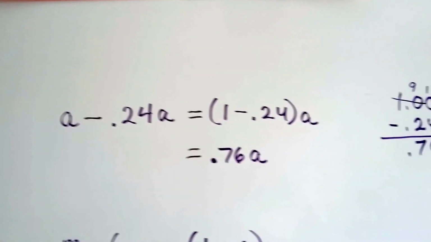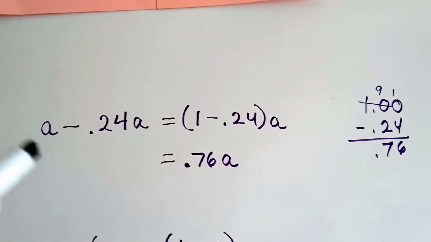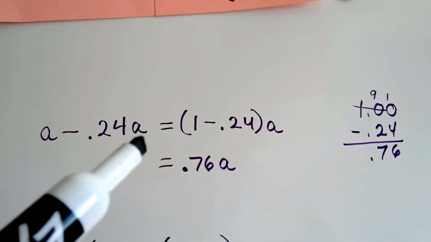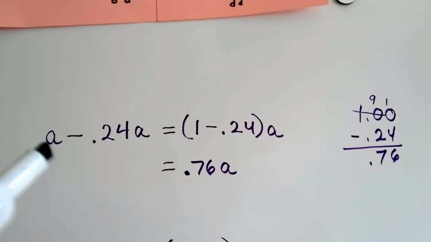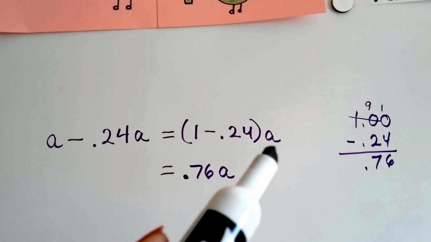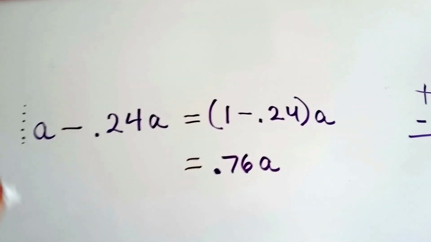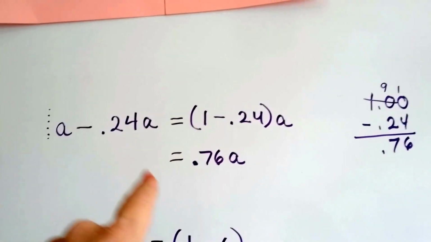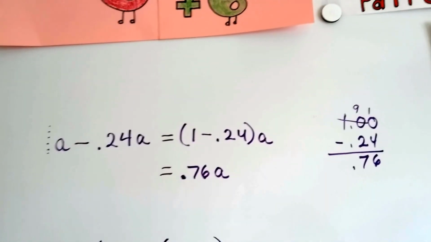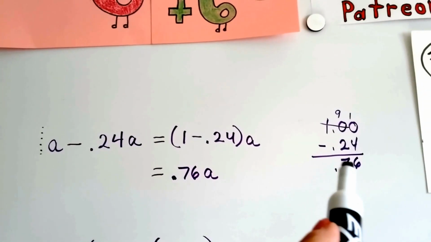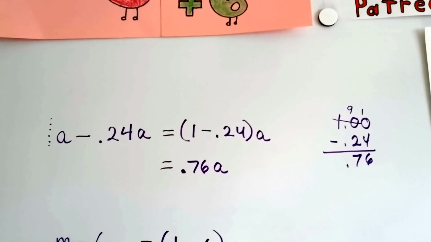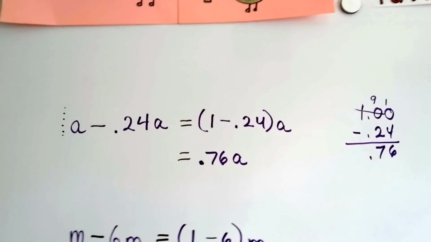Let's try it again with a decimal and a variable. We've got a minus 0.24a. Well, they're both a, so we can put the a on the outside of the parentheses, and our friend the invisible 1 is here, isn't he? So it's like 1a minus 0.24a. So we got 1 minus 0.24. Well, 1 whole minus 0.24 is 0.76a, see? Because we dropped the a down.